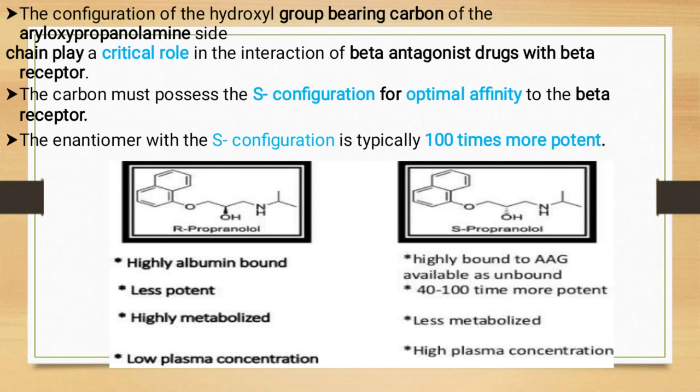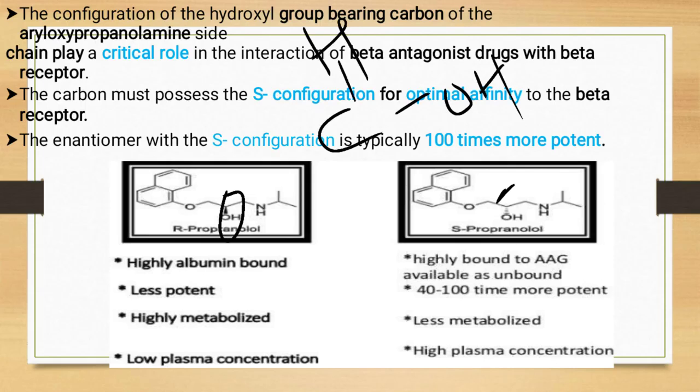Then the configuration of the hydroxy group. If a hydroxy group is present, what happens? This carbon becomes chiral, having one hydroxy group and a hydrogen atom. On one side there is an aromatic ring, and on the other side an amine group is present. So it becomes the carbon attached to the hydroxy group. It becomes an asymmetric center. So it gives two types of isomers with S configuration and R configuration.